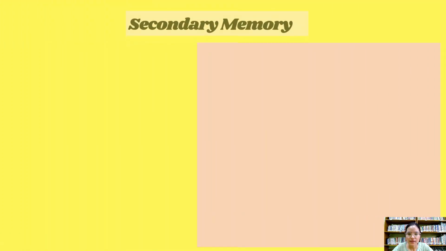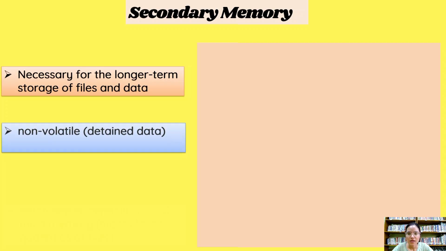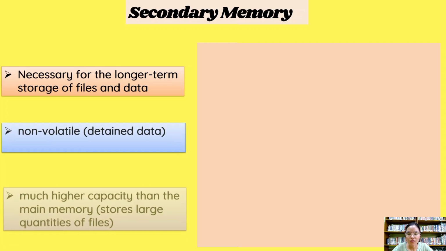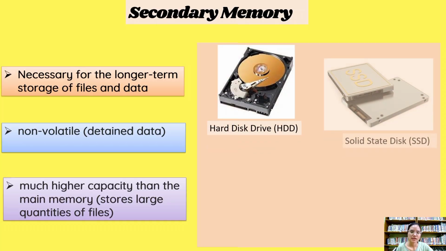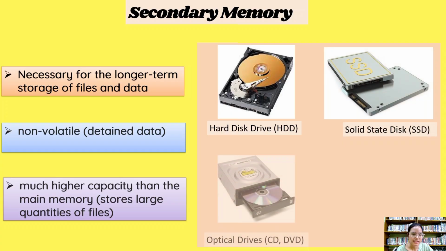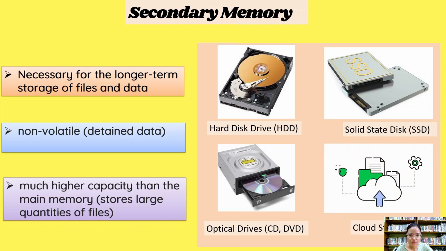So another one is the secondary memory. Since main memories are limited, secondary memory is necessary for the longer term storage of files and data, and they are also non-volatile, and can retain data at a much higher capacity than the main memory, and storage can store large quantities of files. Here are some examples: hard disk drive HDD, solid state disk SSD, and optical drives disk, and cloud storage.